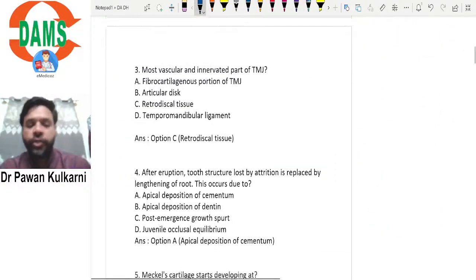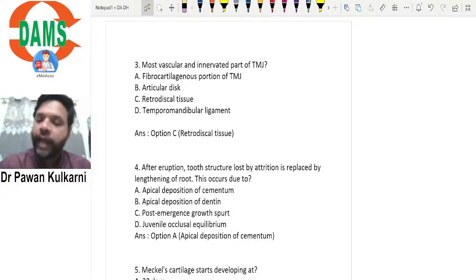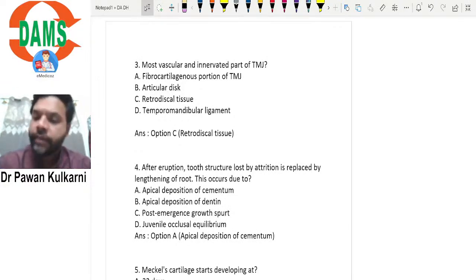Let us move to the third question. Most vascular and innervated part of the TMJ. The temporomandibular joint has got different parts, all of us know, right? So among this, there is one particular tissue called the retrodiscal tissue. The most important tissue here is called the retrodiscal tissue.